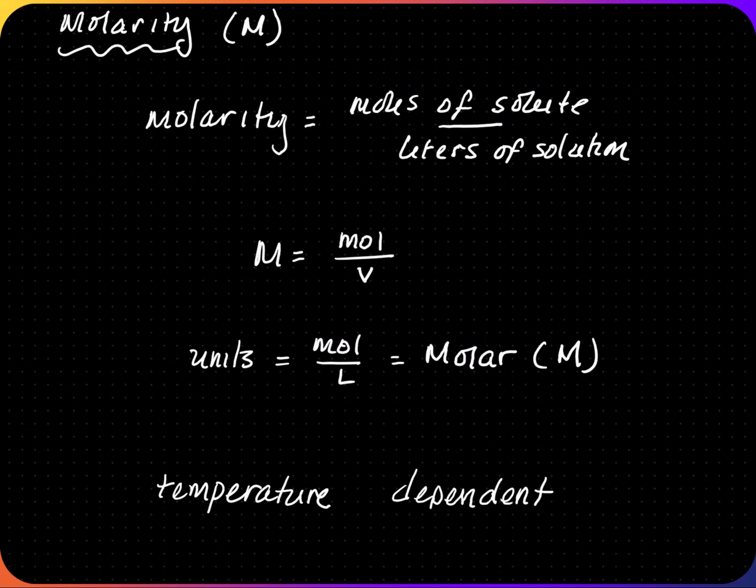Molarity, capital M, is the most common concentration expression you will see in the upcoming chapters. Molarity is equal to the moles of solute over liters of solution. If I condense it into a simple formula, it is capital M, which is equal to moles over volume. Remember, the volume must be in liters. The unit is moles per liter, or molar, which is abbreviated capital M. Molarity is temperature and pressure dependent. So that means if the temperature or pressure changes, the molarity will also change.